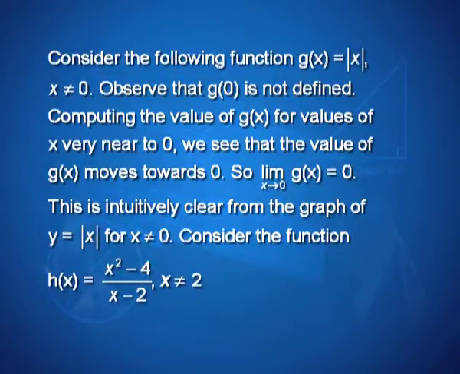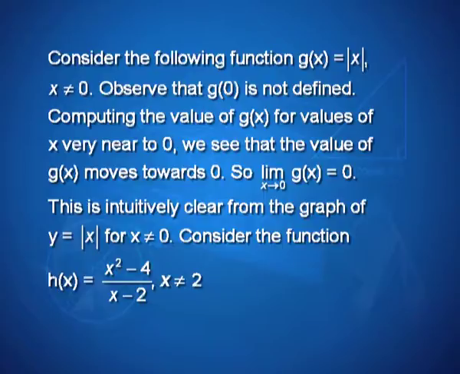Consider the following function, g of x is equal to mod x, with x not equal to 0. Observe that g of 0 is not defined. Computing the value of g of x for values of x very near to 0, we see that the value of g of x moves towards 0. So, limit g of x is equal to 0 as x tends to 0. This is intuitively clear from the graph of y is equal to mod x for x not equal to 0.